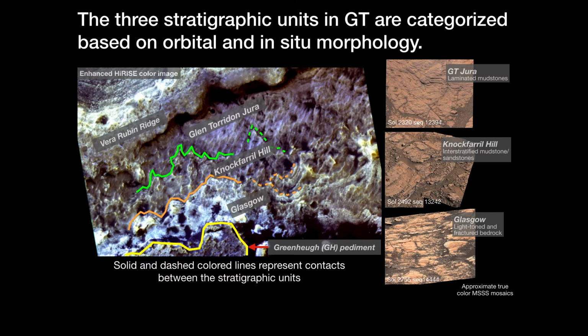and fractured appearance. Their approximate boundaries are shown from the bird's-eye view high-res image on the left, and then on the right, these are Mastcam mosaic images of the type bedrock of each of these units.